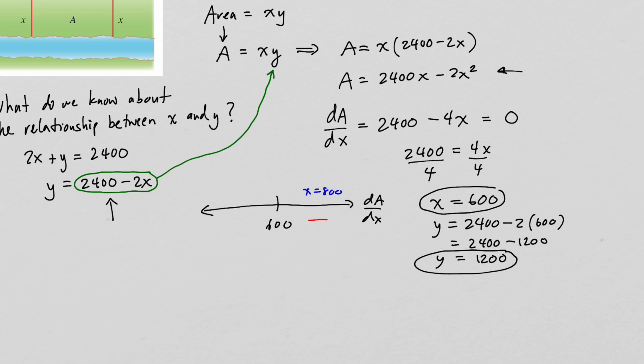And if I pick a number less than 600, like x equals 400, if you plug 400 in here, 2400 minus 1600 is positive. So what we know is the derivative of the area is increasing and then decreasing. And when this happens, if a function is increasing and then decreasing, you have a maximum at this number. So now we know the dimensions that maximize the area are 600 feet by 1200 feet.